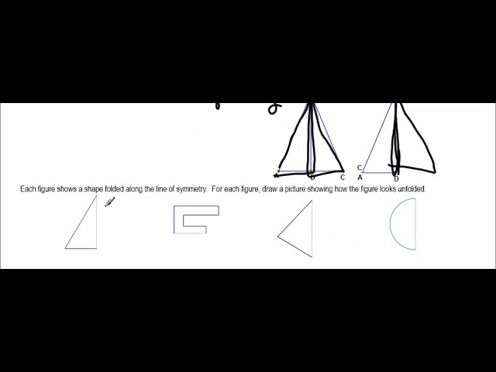Okay, so each figure is going to show a shape folded along the line of symmetry. So the dotted line is going to be your line of symmetry. So just pause the video, take a few minutes, and try your best. I know it's a little bit difficult to make it exactly the same, but draw a picture showing how the figure looks unfolded. So what does the other half of this look like? Okay, so you should have something that looks a little bit like this.